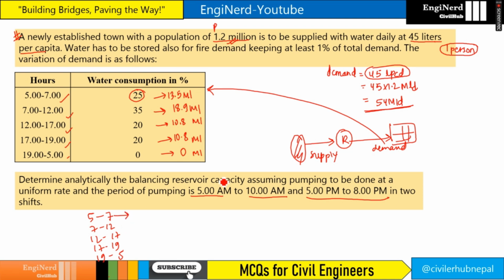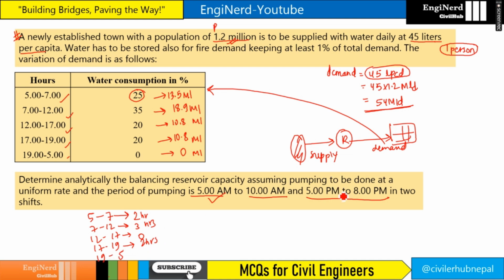Now the pumping period is 5 to 10, right? So there is 5 to 7, so there are 2 hours, in which we will be supplying the water to the reservoir. And for the 7 to 12, we only have to go to 10, so 8, 9, 10, 3 hours only. Here 2 hours, here 3 hours, and from 12 to 17, there is no pumping period, so 0. And for 17 to 19, 17 means 5 p.m., so 5 p.m. to 19, there will be 2 hours, right?